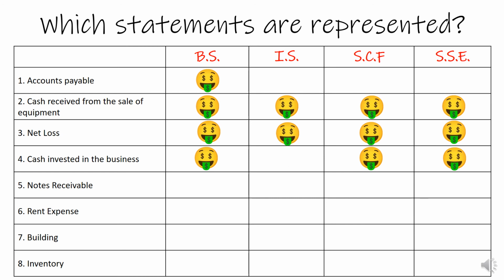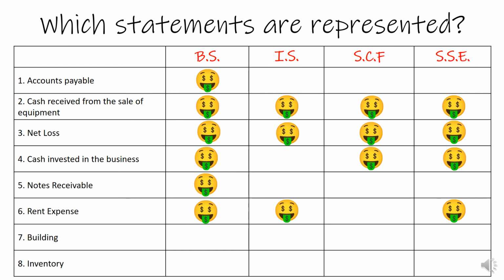Number 5, notes receivable. This is an easy one. The only place on which it appears is the balance sheet. Number 6, rent expense. Again, this one hits at least 3, and it might hit the 4th statement eventually.